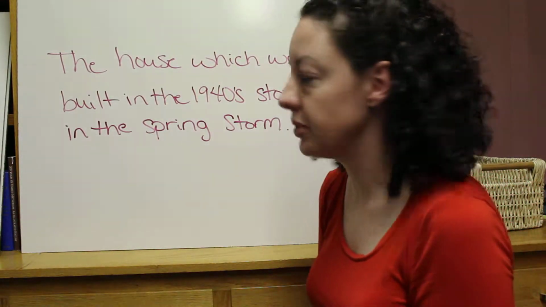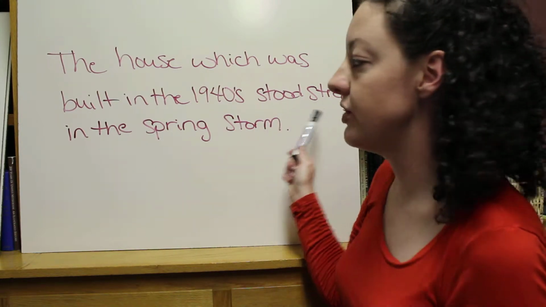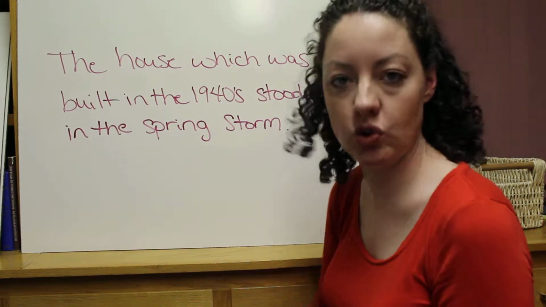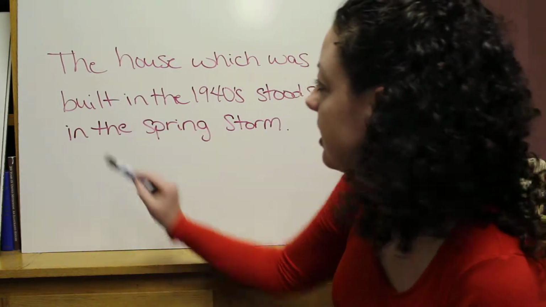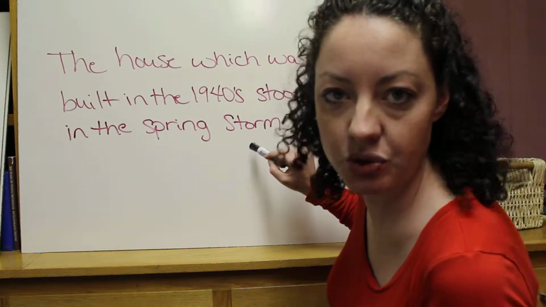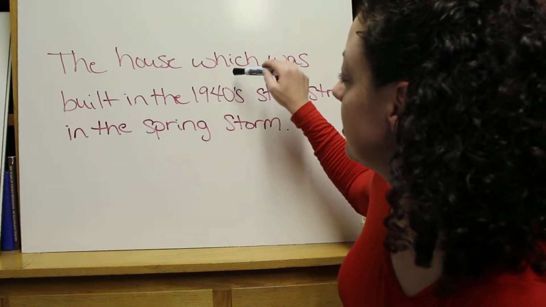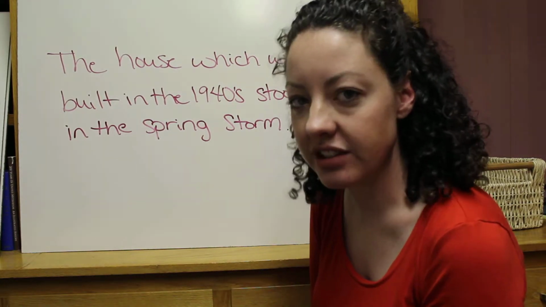In our last example, the house, which was built in the 1940s, stood strong in the spring storm. Now, where is the complete sentence in here? The house stood strong in the spring storm. This middle information can be taken out and the sentence still makes sense. It just adds to it.